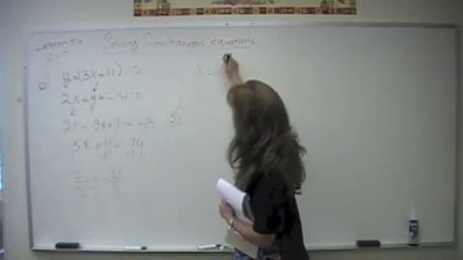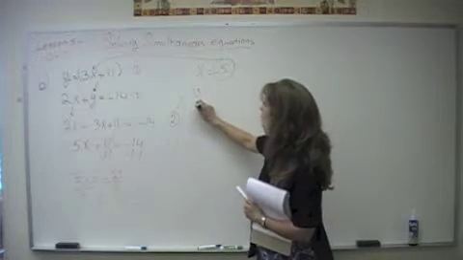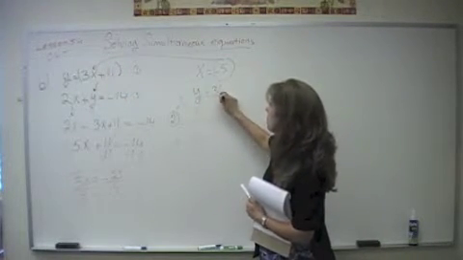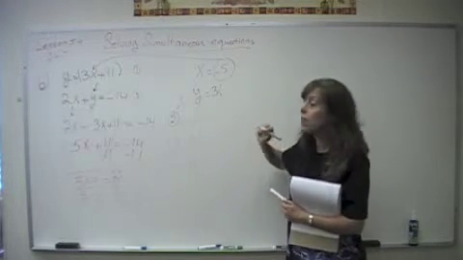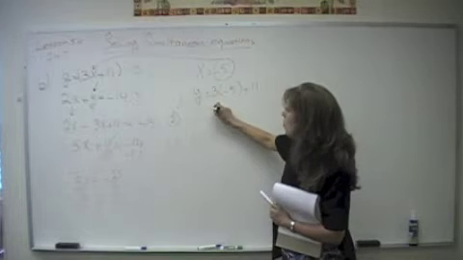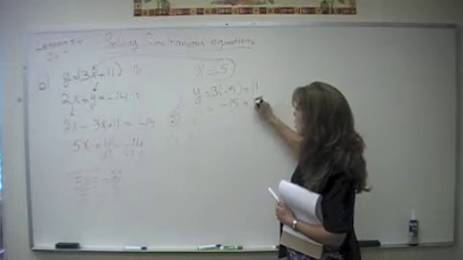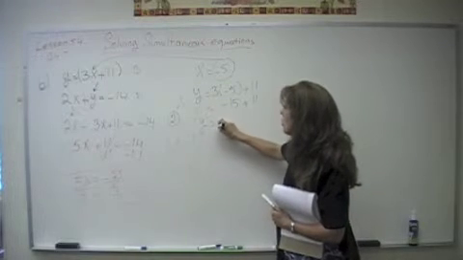So if I take this negative 5 and put it right here, I can find y. y equals 3. What's in my parentheses now? Negative 5. Negative 5 plus 11. That will be negative 15. Negative 15 plus 11. So y equals negative 4.